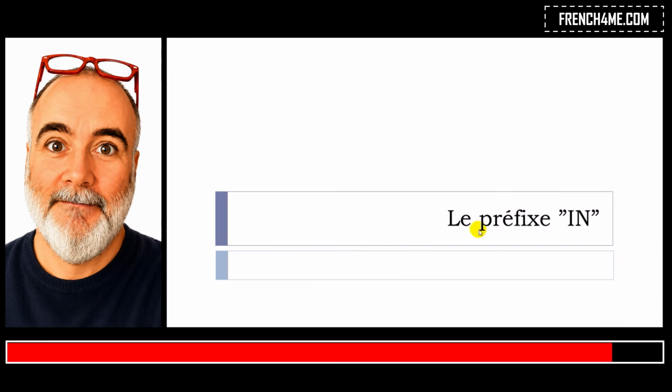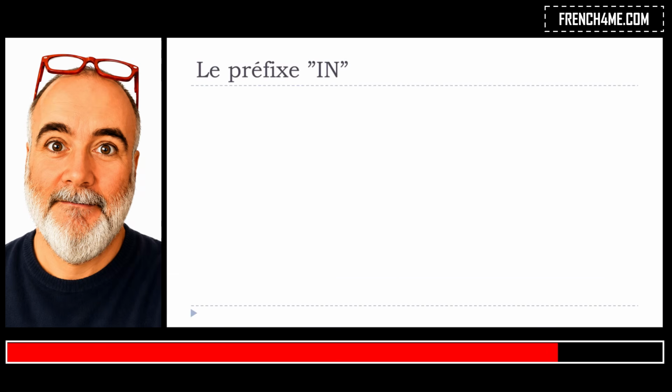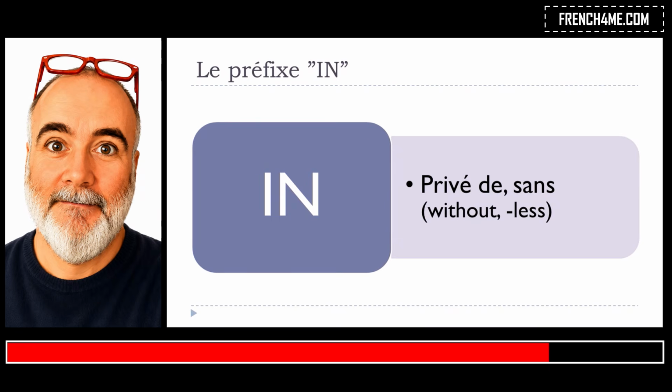Okay, so remember, when we're talking about prefixes, we're just talking about letters that you put in front of existing words, and by adding these letters you modify the original meaning of the word. In that case this IN prefix will mean privé de or sans. Okay, privé de, sans. And this IN will be used when the original word is starting with a vowel or H plus une voyelle.